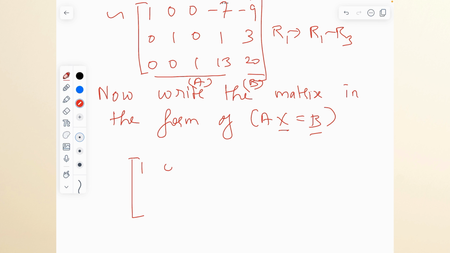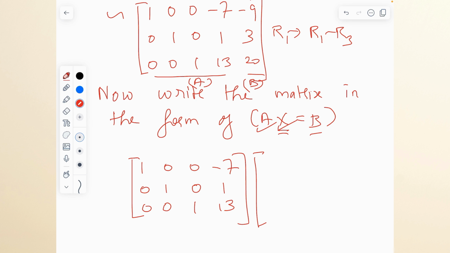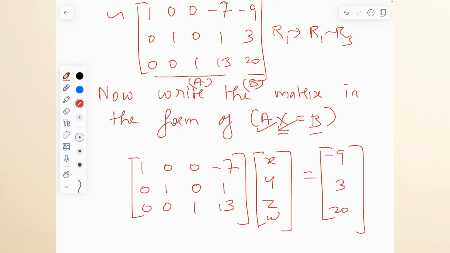So 1, 0, 0, minus 7, 0, 1, 0, 1, 0, 0, 1, 13. Now we finished A. Next, we are focusing on x. So the variables x, y, z, w is equal to minus 9, 3, 20. Okay. Now it is in the form of Ax is equal to B.